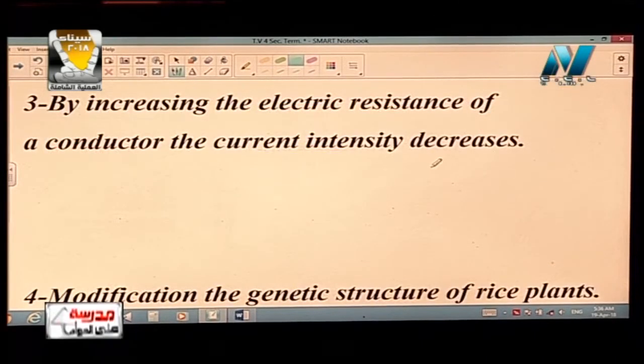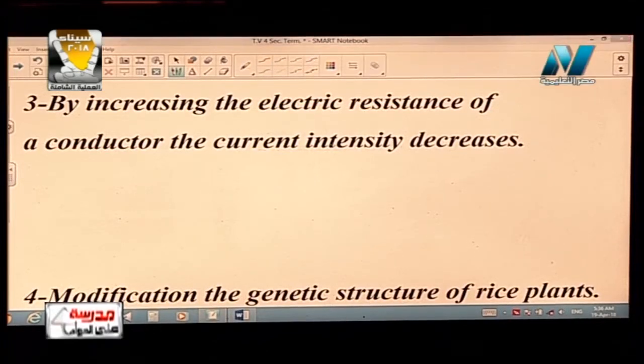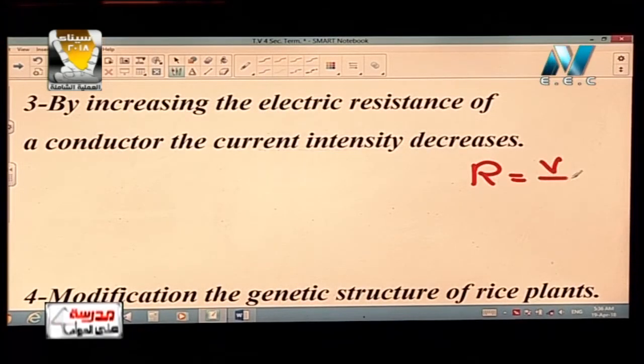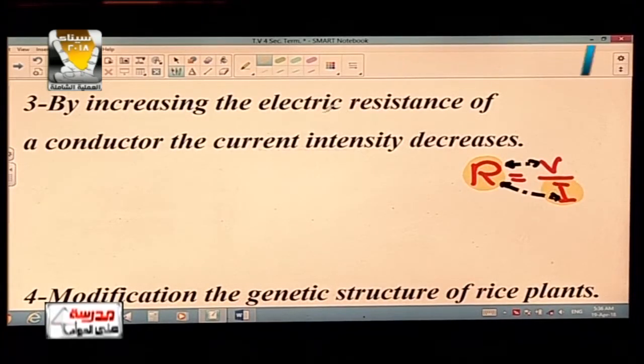Next question is: by increasing the electric resistance of a conductor, the current intensity decreases. If we remember the mathematical law of the electric resistance, R equals V over I. So here the relation between the electric resistance and the potential difference is directly proportional, and the relation between the electric resistance and electric current intensity is inversely proportional. So here the relation between R and I is inversely proportional. So by increasing the electric resistance, what? The current intensity decreases.